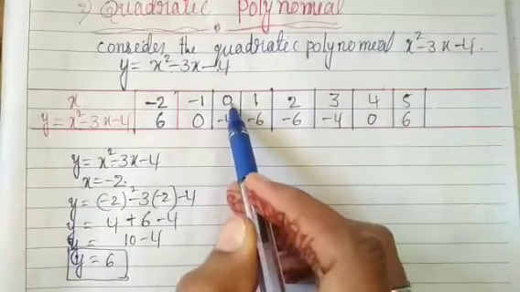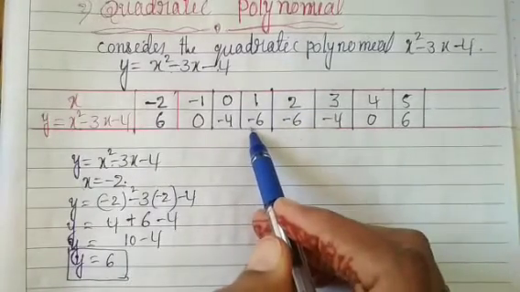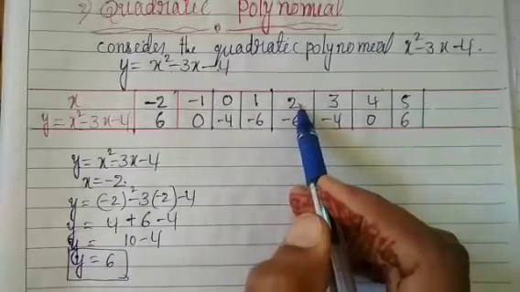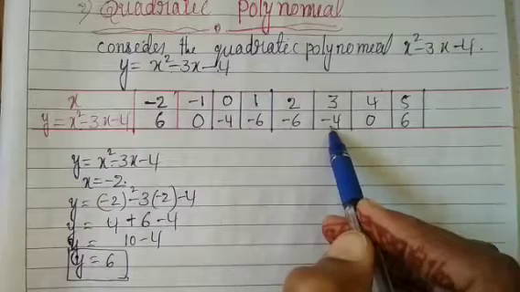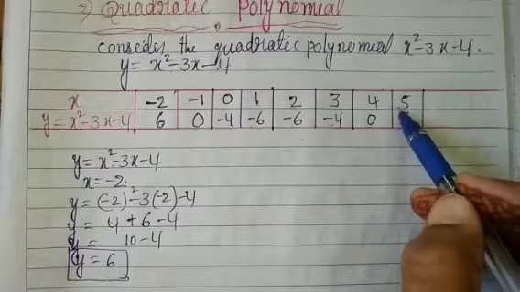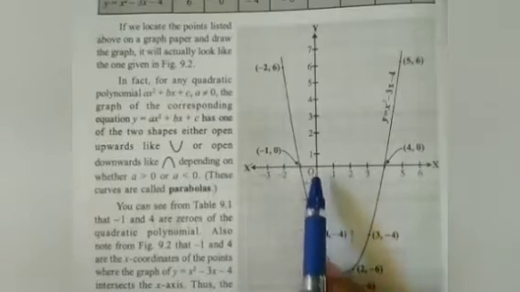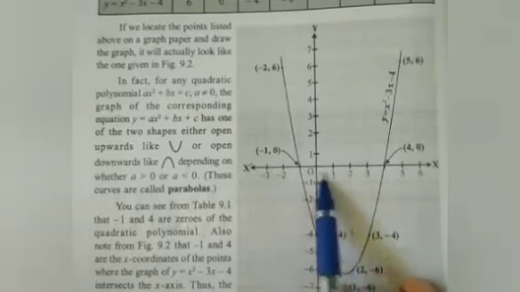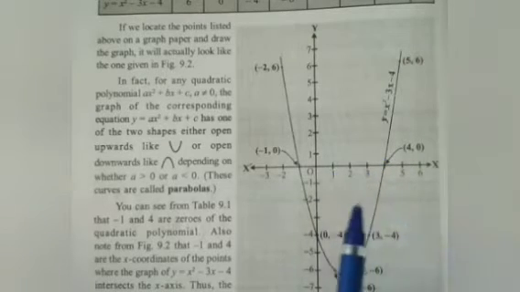Continuing, for x is equal to minus 1, y is equal to 0. For x is equal to 0, y is equal to minus 4. For x is equal to 1, y is equal to minus 6. For x is equal to 2, y is equal to minus 6. For x is equal to 3, y is equal to minus 4. For x is equal to 4, y is equal to 0, and the last one, x is equal to 5, y is equal to 6. If we locate the points listed above on the graph paper and draw the graph, it will look like the one given in figure 9.2.